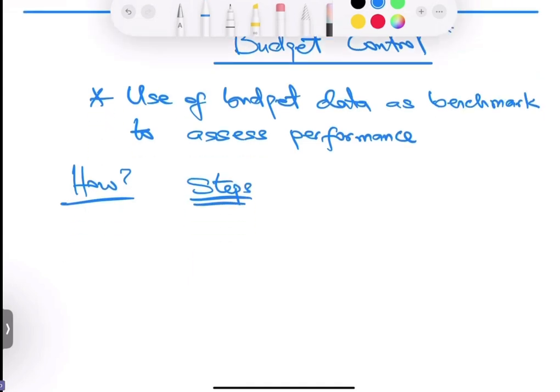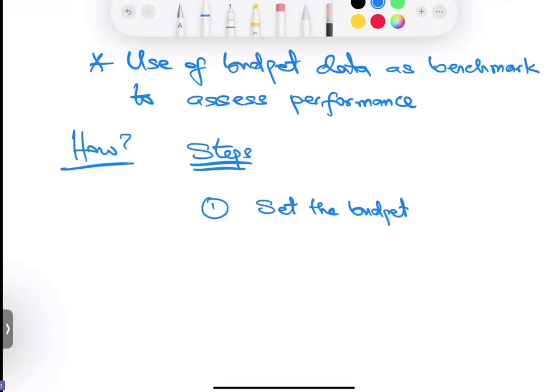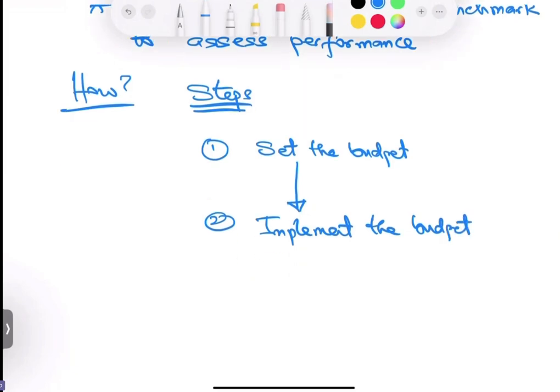First of all, number one, is to set the budget. Once we have set the budget, we need to use it, which means we need to implement the budget, and that is what you do on a daily basis. That is, you're just running your business based on the budget. Once that is done, the end of the year will come, and it's time to do appraisal.